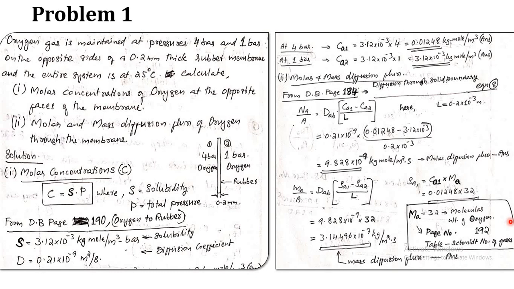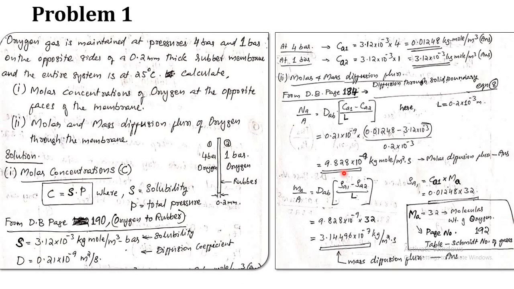There is a table, Schmidt number of gases in dilute mixture with air. That table gives the molecular weight of the species and also the Schmidt number. So here the species is oxygen. At the bottom of that table you will find the molecular weight of oxygen is 32.